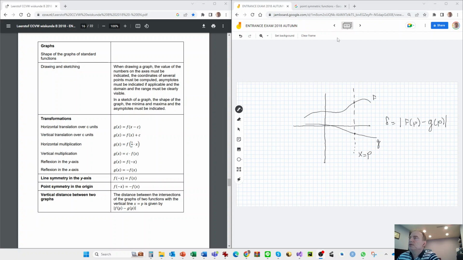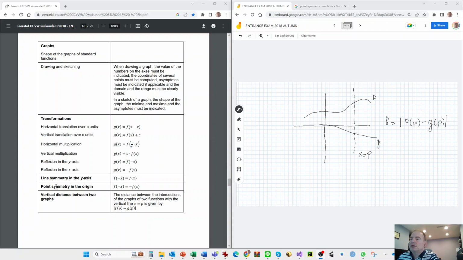And then you need to look at line symmetry in the y-axis. Basically that means it is symmetric under reflection in the y-axis. So that will be an even function.